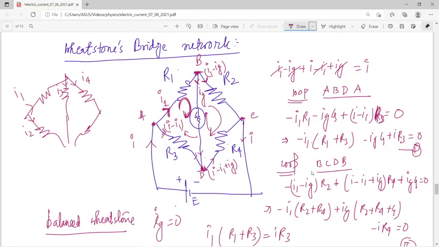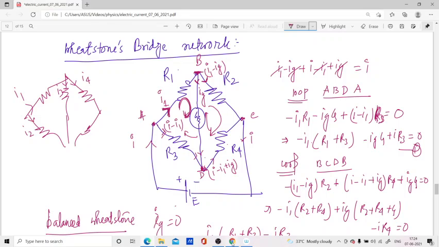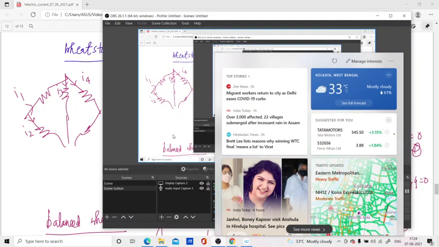So the thing is, you just look at the current distribution, and it is always better to distribute with fewer variables. If you distribute the current such that you use fewer variables, then you need to solve fewer equations. So that is one of the important things in KVL. So I think up to this, that is clear or not?